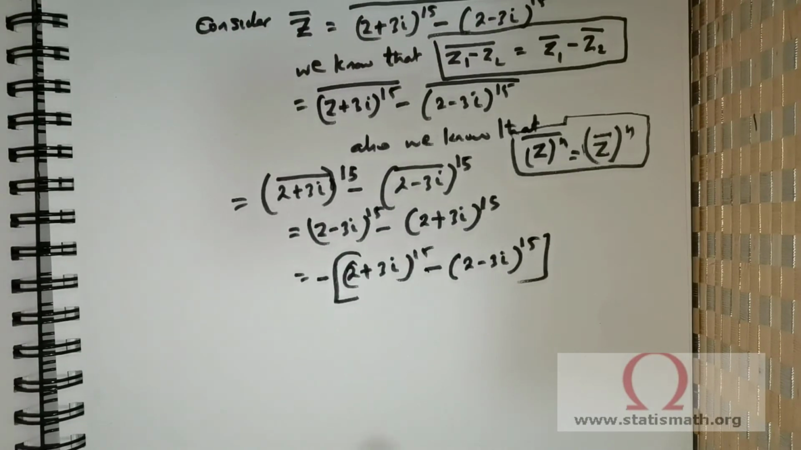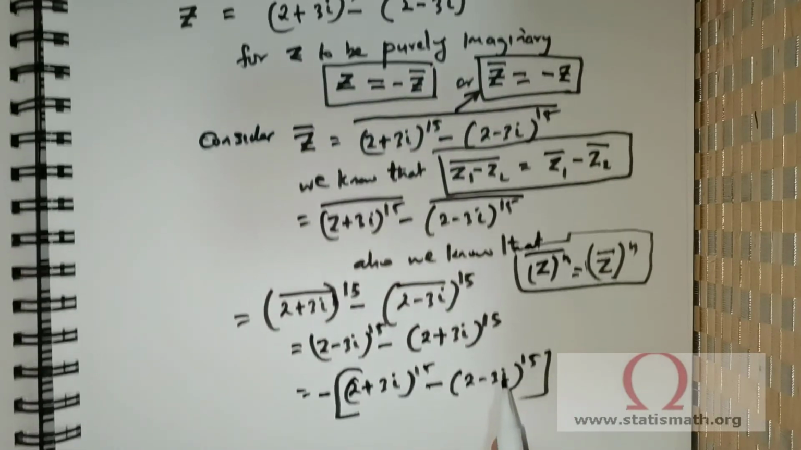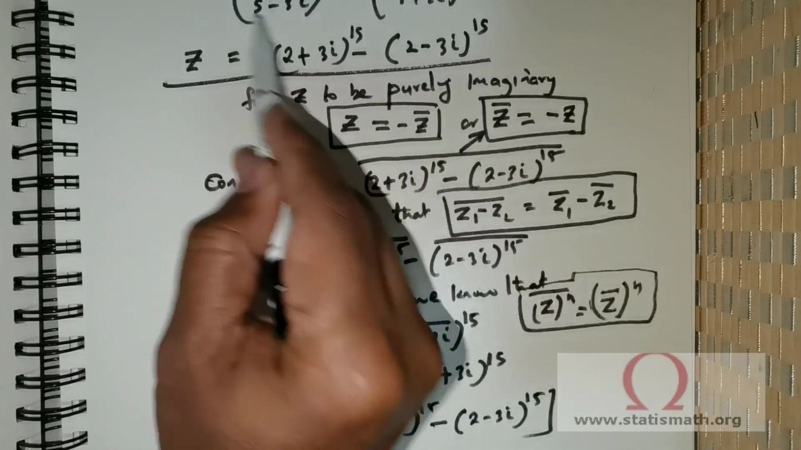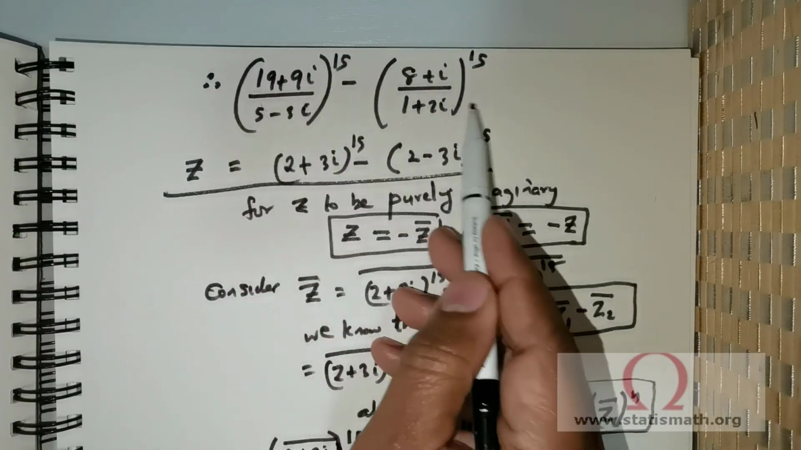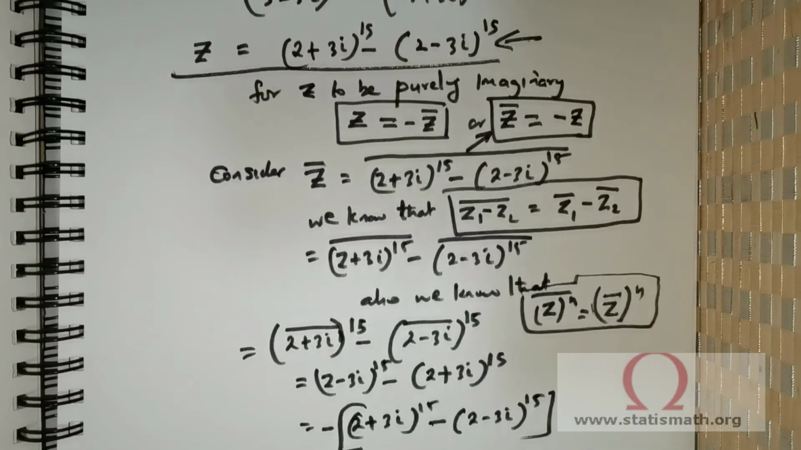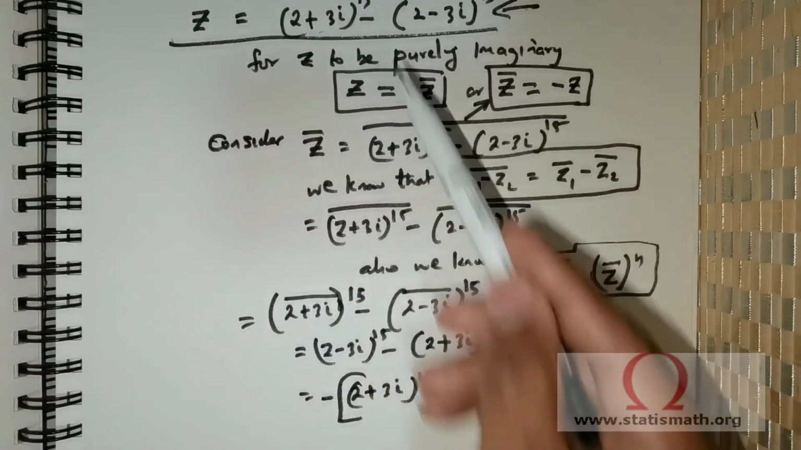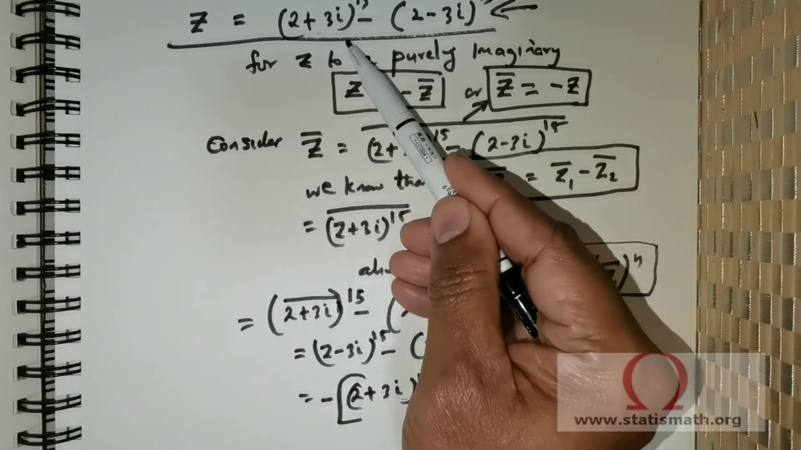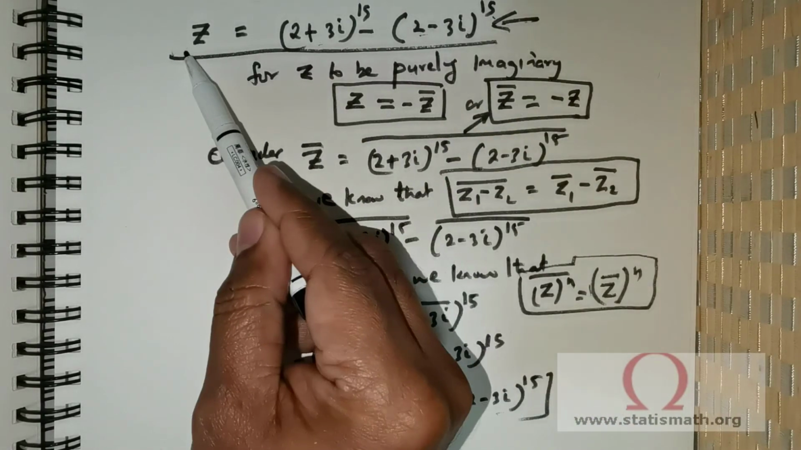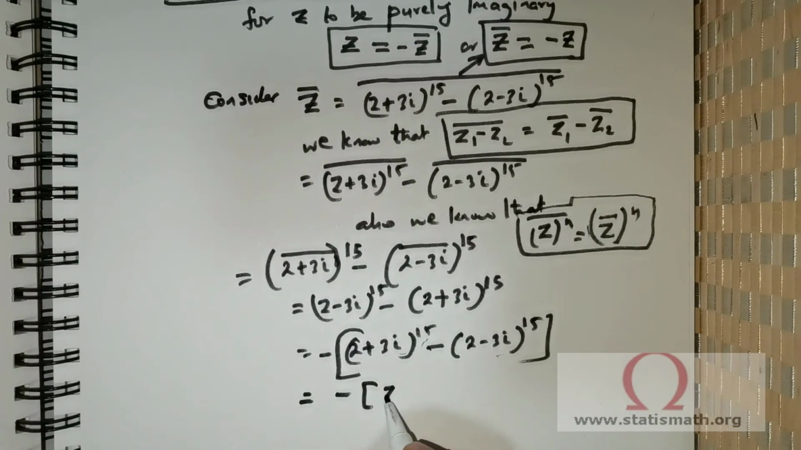Now what is this? What is (2 + 3i) raised to the power 15 minus (2 - 3i) raised to the power 15? You see this? This is where we started. When we substituted the values for the original quantity, this is what we got for z. And what exactly are we getting here? This is the same thing. This is z. So substitute that. So this is equal to negative of z.